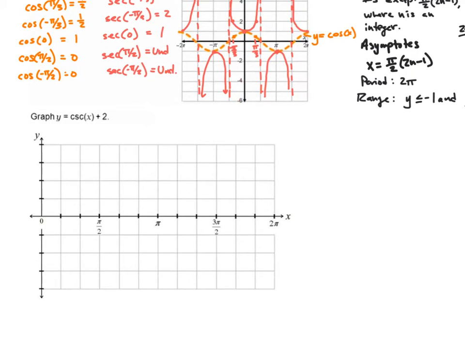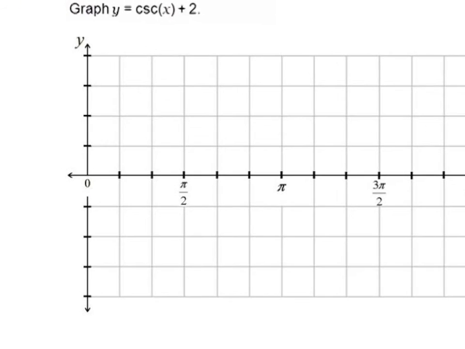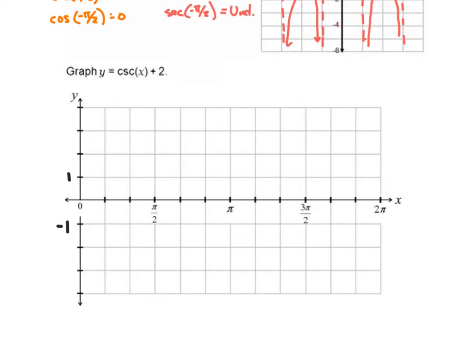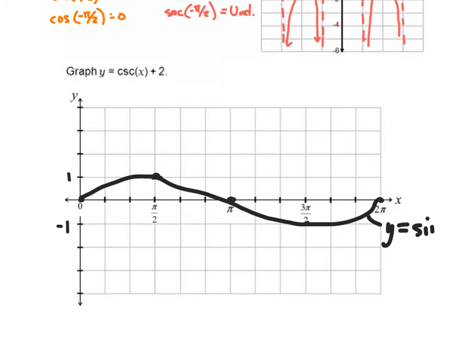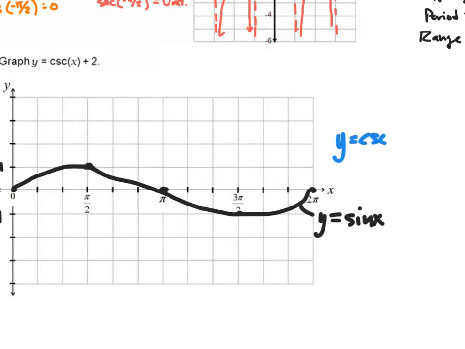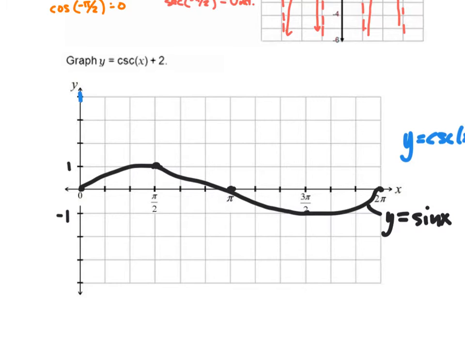Now let's take a look at some of these transformations. If I wanted to graph cosecant of x plus 2, let's graph our generic sine function, just one period of that. Start at 0, pi over 2 is 1, pi is 0, 3 pi over 2 is negative 1, and 2 pi is here. Here's my graph of y equals sine of x. If I wanted to graph y equals cosecant of x, wherever I have a 0 on my sine graph is where I have an asymptote.